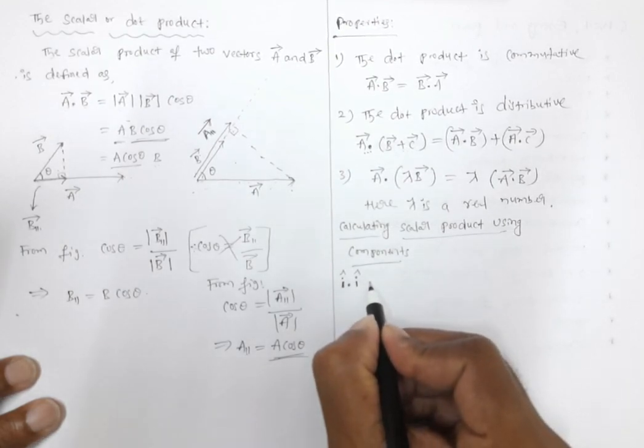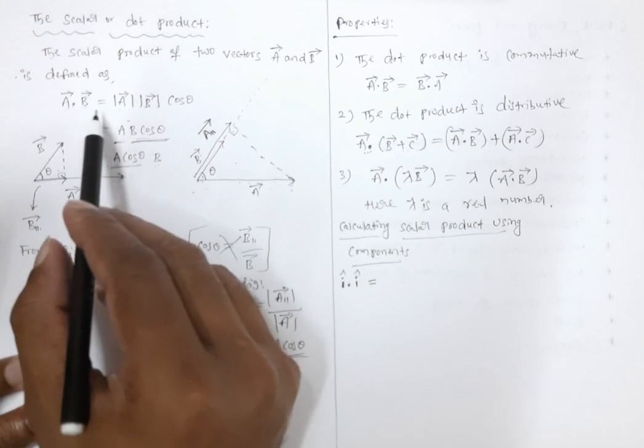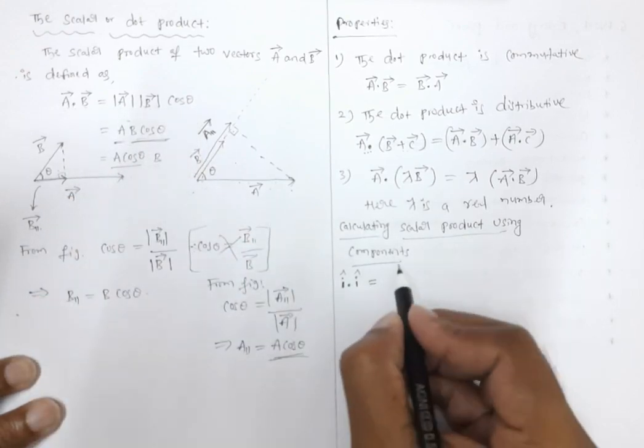Suppose now I want to take the dot product of two unit vectors along plus x-axis. So from the definition of A bar dot B bar, what do we write? Magnitude of A bar into magnitude of B bar into cos of the angle between the two vectors. So first one, what do we need to take?